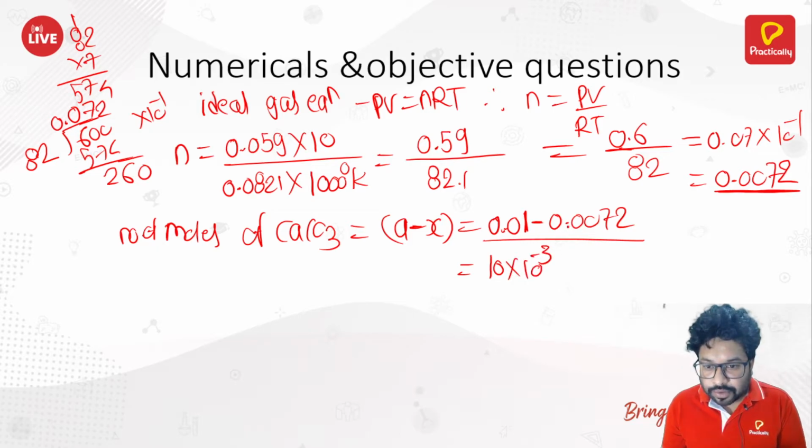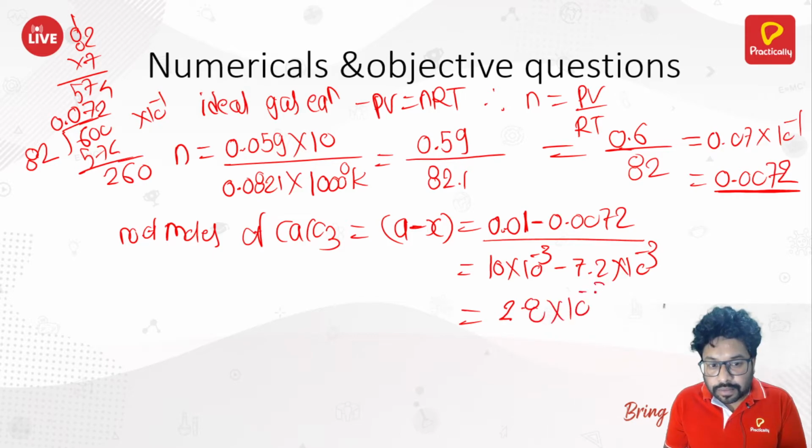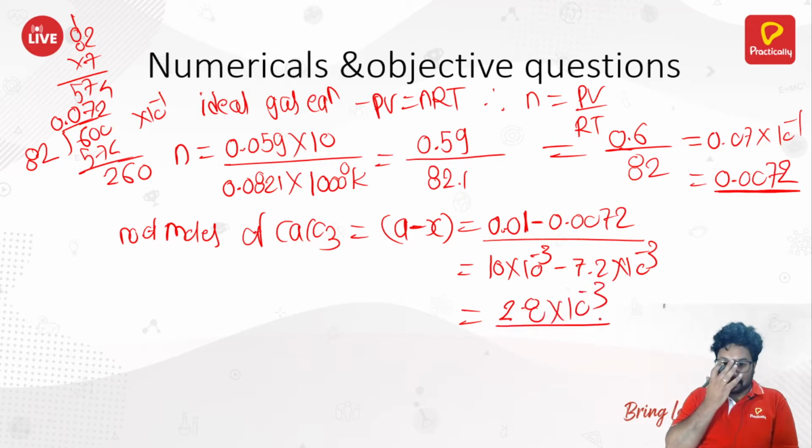Similarly, if I move this decimal point by 3, 1, 2, 3, it will become 7.2 into 10 raised to minus 3. So 10 minus 7.2 is how much? 2.8, right? 2.8 into 10 raised to minus 3. That is the number of moles of CaCO3.